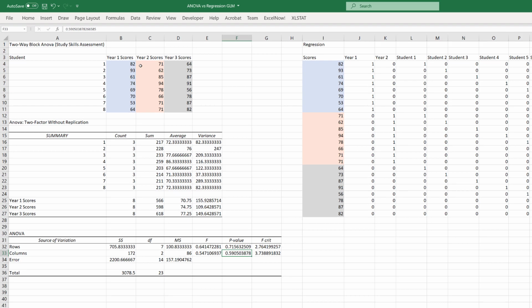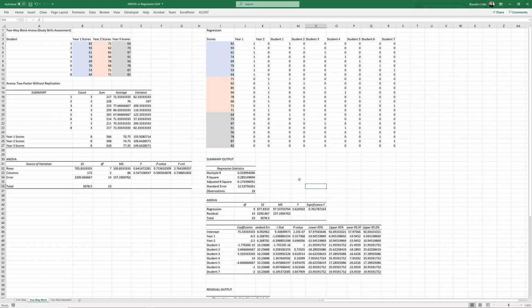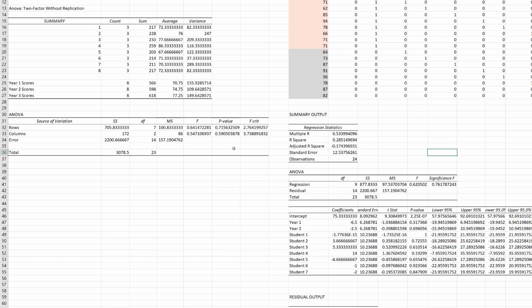Now let's go ahead and do the regression version of this. So to do our regression, we will go to Data, Data Analysis, Regression. Our Y range are our scores. Make sure those are highlighted correctly. Our X range will be our dummy variables right there. And we have labels in the headers. Output range, we will put right here, the bottom there. Residuals we'll leave checked. Click OK. And there we go. So let's take a look at the ANOVA table in each one.